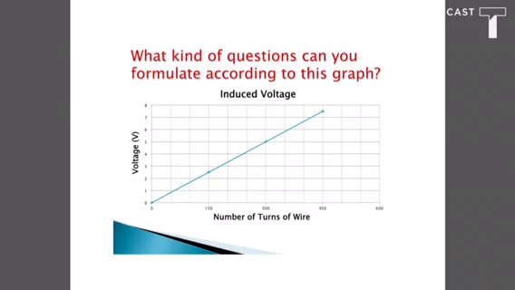Now here's our last set of data. What kind of questions can you formulate according to this graph? So here on the y-axis we have voltage. On the x-axis we have number of turns of wire. So what I want you to do is I would like you to write a question based off of this data here.